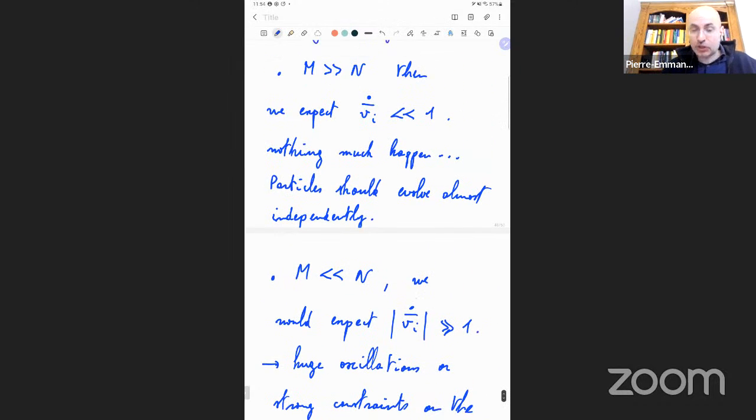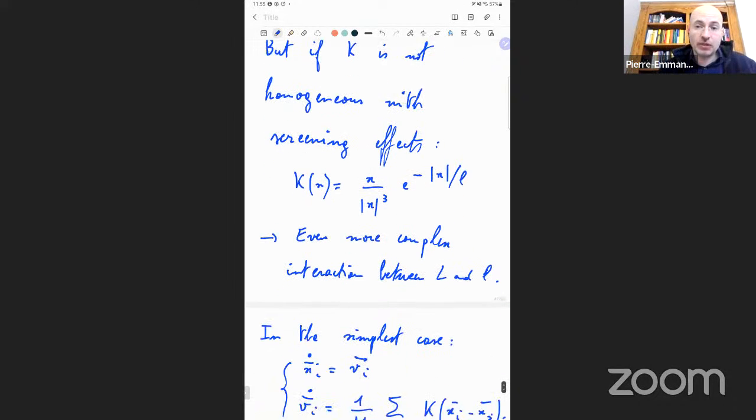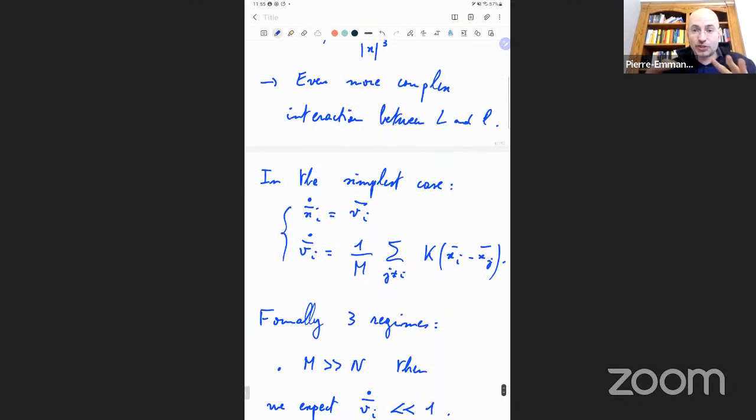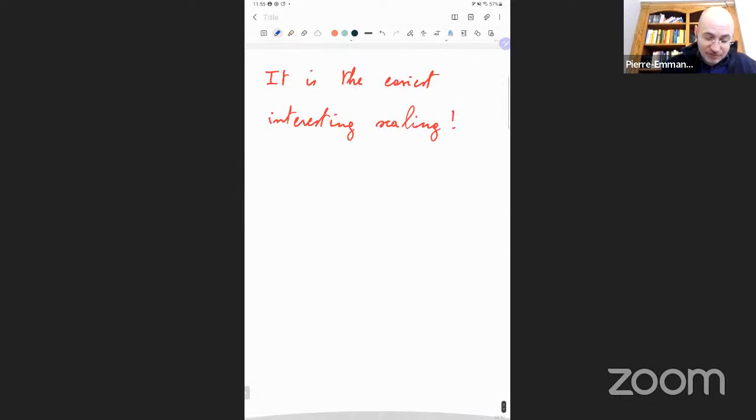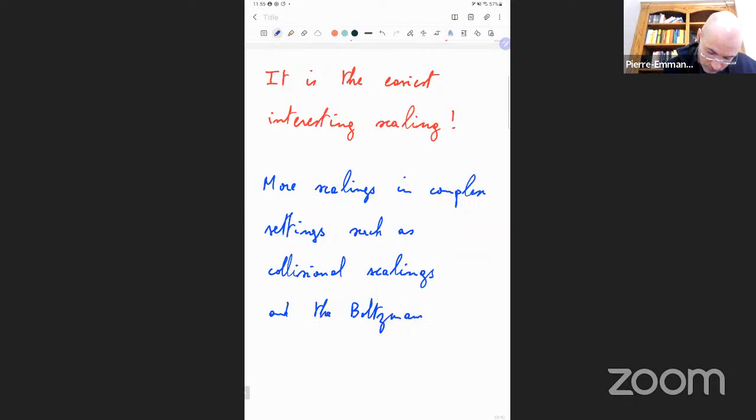And of course, this discussion is in the simplest case where K is homogeneous. Let me repeat that. If you have screening effects, or anything else, K is not going to be homogeneous, and I could not have such a simple description. And so you have more scalings in complex settings, such as collisional scalings for the Boltzmann-Grad limit, which I'm really not going to talk about.